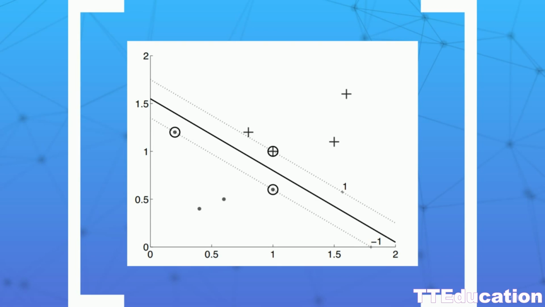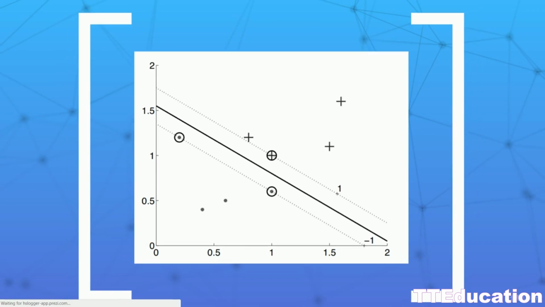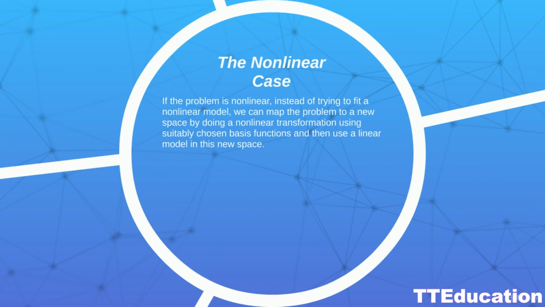However, the problems are often much more complex than this, as we've seen in some of our examples in other videos. We don't always have this optimal linear hyperplane that can separate our two classes or multiple classes so well. So let's take a look at what that means. In the non-linear case, we're going to have a slightly different scenario that we need to account for. If the problem is nonlinear, instead of trying to fit a nonlinear model, what we can do is actually map the problem to a new space by doing a nonlinear transformation, using suitably chosen basis functions, and then use a linear model in this new space. The linear model in the new space corresponds to a nonlinear model in the original space.